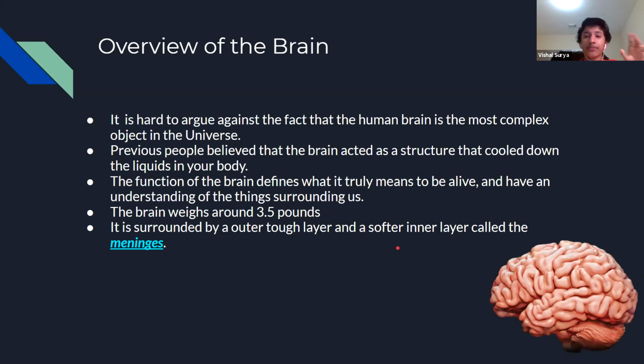Previous people believed that the brain acted as a structure that could help cool your blood or the liquids in your body. Now, however, we know that a lot more is done by the brain. It helps do a lot of different actions that we do. The function of the brain defines what it truly means to be alive and have an understanding of the things surrounding us. That's why it's one of the most important, if not the most important, organs to protect in your body. A quick fun fact about the brain is that it weighs 3.5 pounds, and it is surrounded by an outer tough layer and a softer inner layer, and these layers are called the meninges.